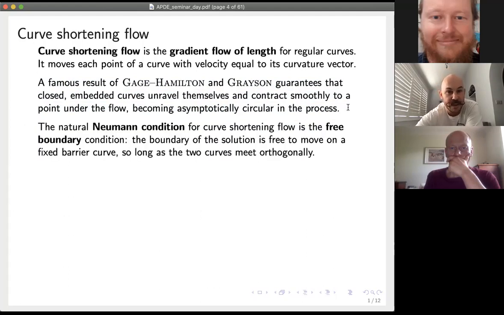The natural Neumann condition associated with the flow is the so-called free boundary condition. This theorem above is for closed curves, so this is the no boundary condition, which is the most common thing to consider in geometric flows. You can also look at certain boundary conditions. The natural Neumann condition is a free boundary condition, whereby, in this case, you'll have a segment with two endpoints. Those endpoints lie on some fixed barrier curve. They're allowed to move within the barrier, but the two curves have to meet orthogonally.